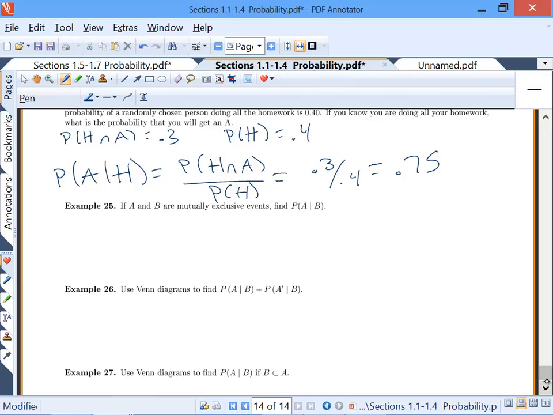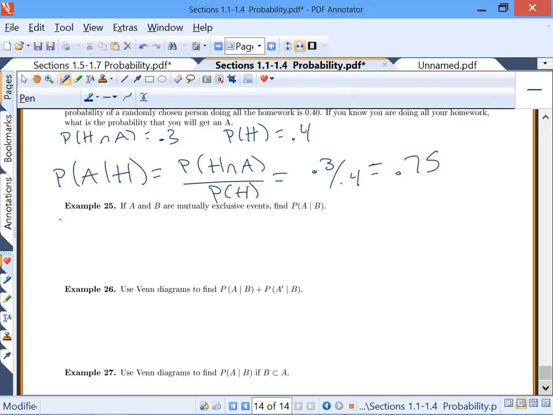So for our next example, if A and B are mutually exclusive events, find the probability of A intersect B. Sorry, of A given B, not A intersect B. So if they're mutually exclusive events, find the probability of A given B. So remind me, what does mutually exclusive mean? Yep, so it's impossible for them to happen at the same time, and they don't intersect.